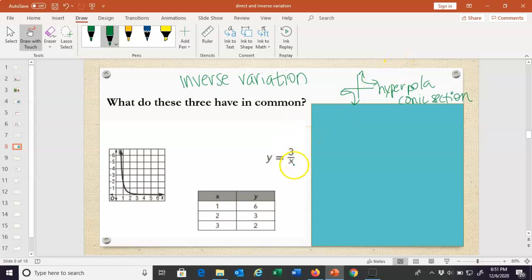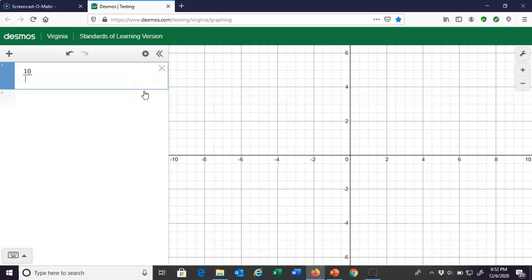We're not going to be specifically graphing these this year unless you take the honors module. We're just going to be sort of examining them in regards to inverse variation. So now you know what they look like. If we were to graph y equals 3 over x, let's go to Desmos to do that.